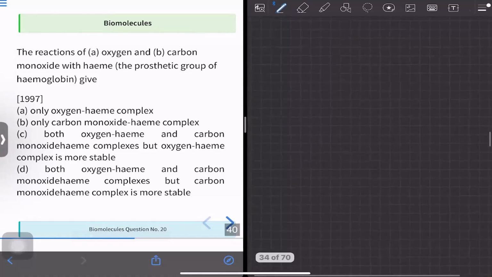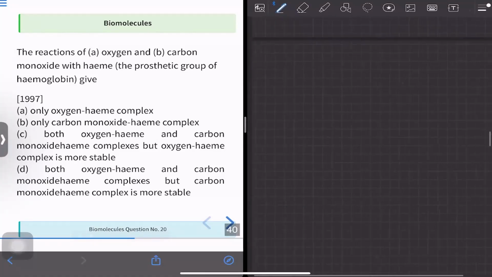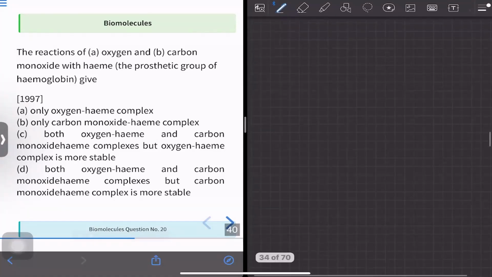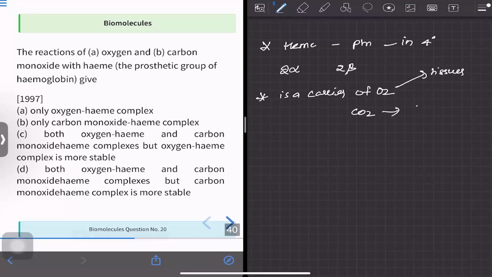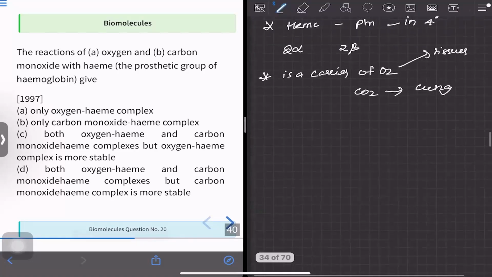Without further delay, let's start our session of remaining questions. The question is the reaction of A, oxygen, and B, carbon monoxide with heme. We all know that hemoglobin is a protein in quaternary form. It contains 2 alpha subunits and 2 beta subunits. It is a carrier of oxygen molecules. It carries oxygen to deliver to tissues and CO2 to the lungs. So this is the function of heme.